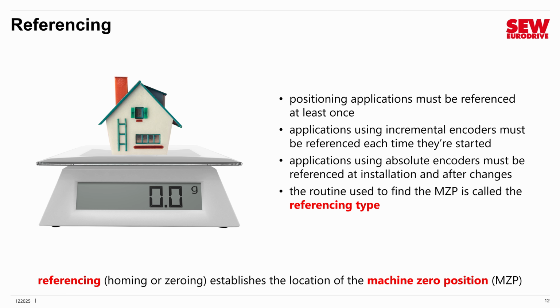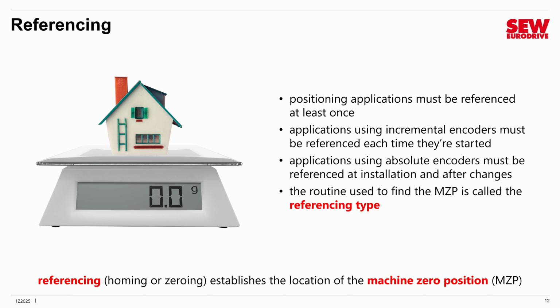Now, if you're using incremental encoders, they must be referenced every time they're started, because when you turn off the VFD, you lose the position. An absolute encoder always knows where it is, and so generally it only has to be referenced at installation time and if you make changes to the machine.